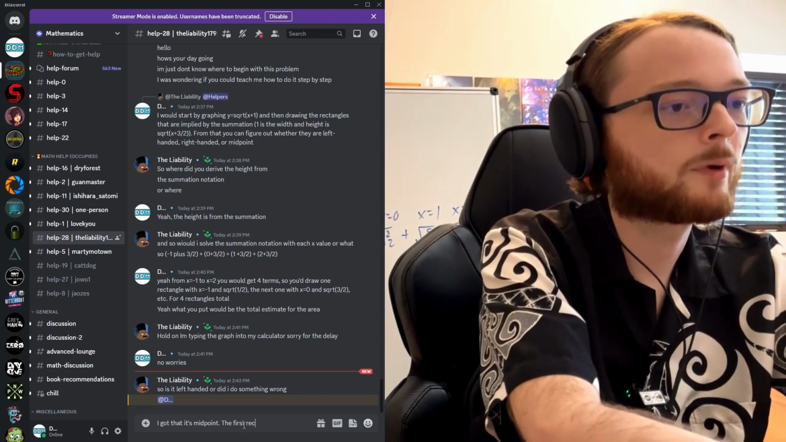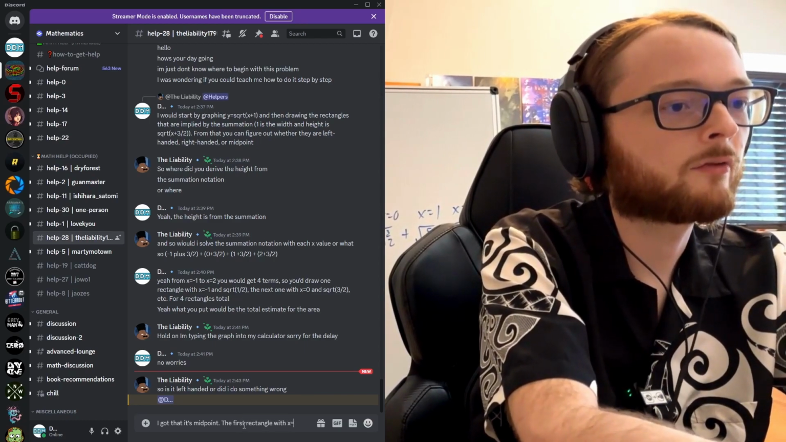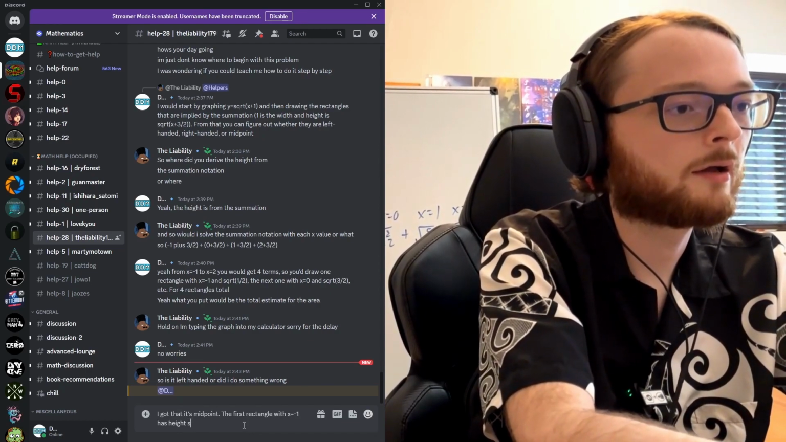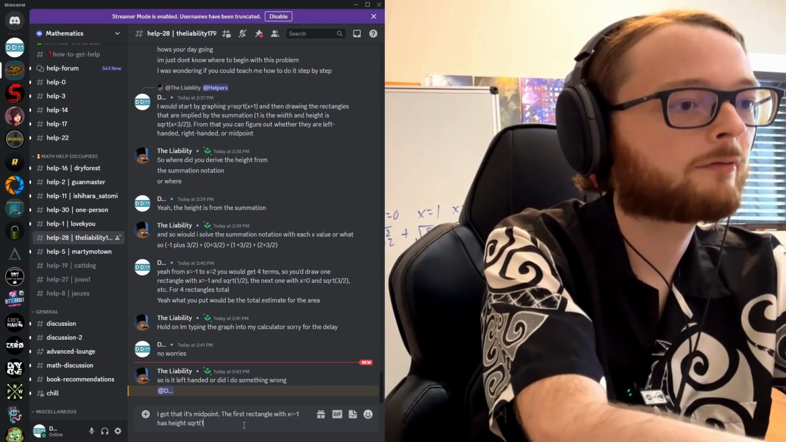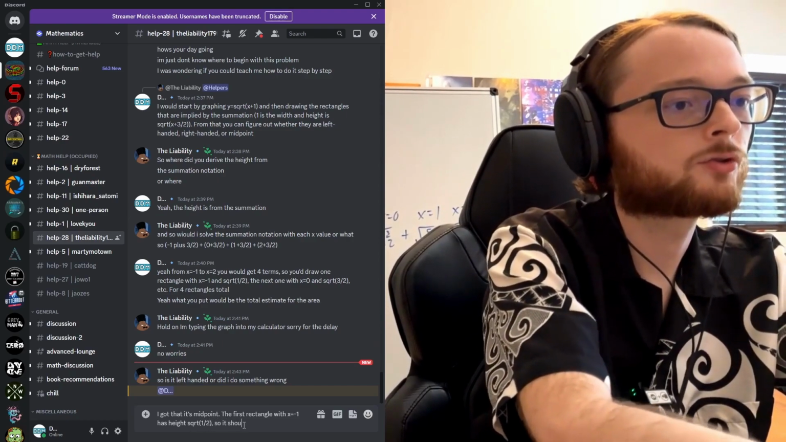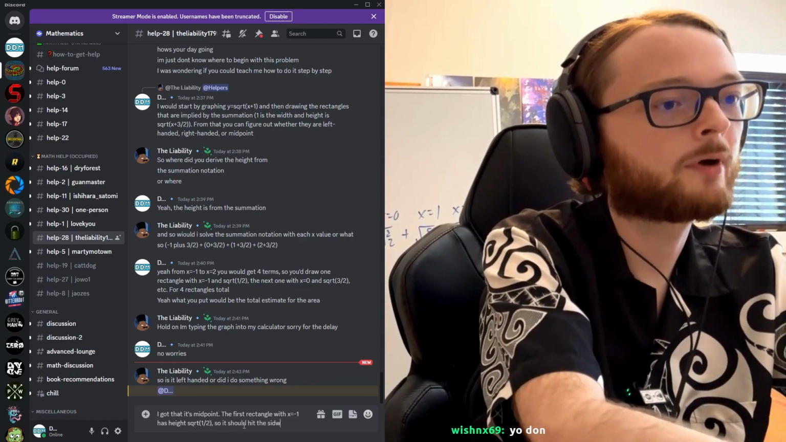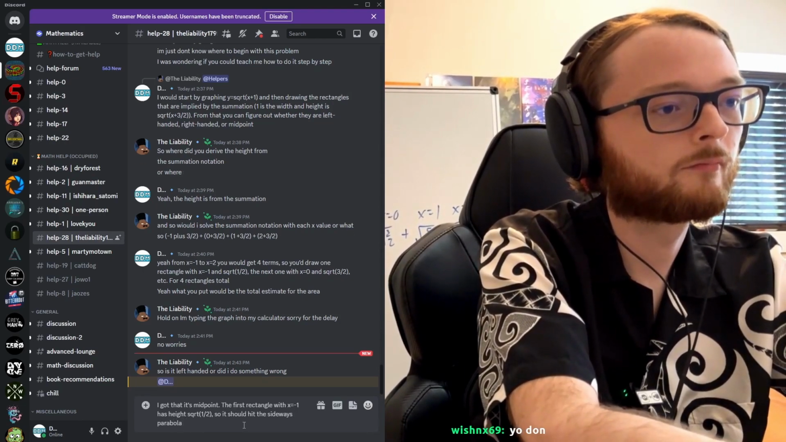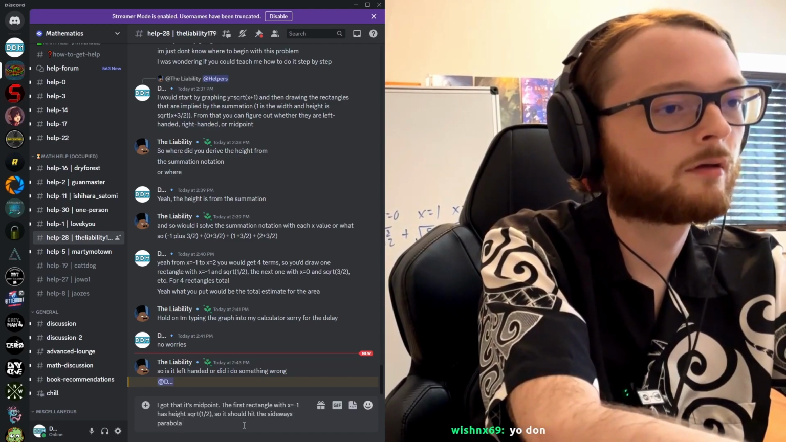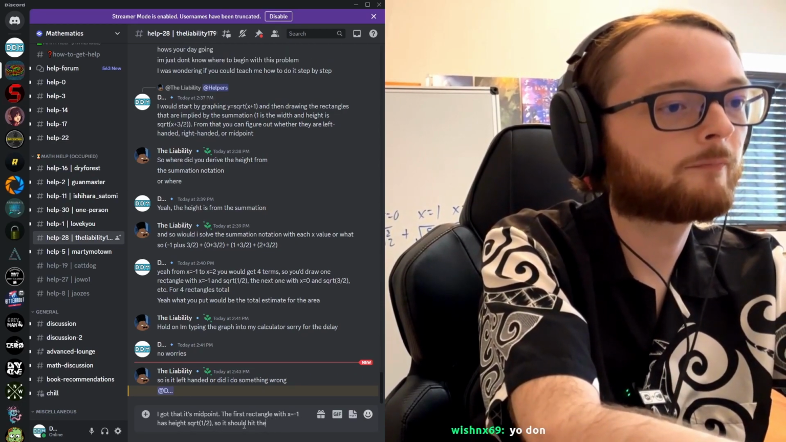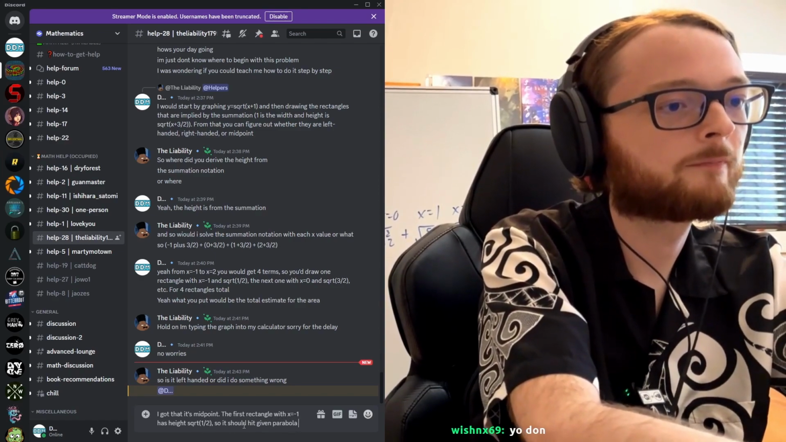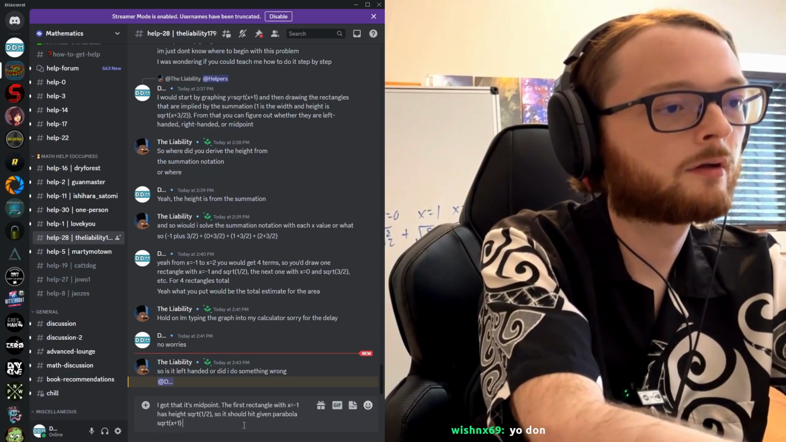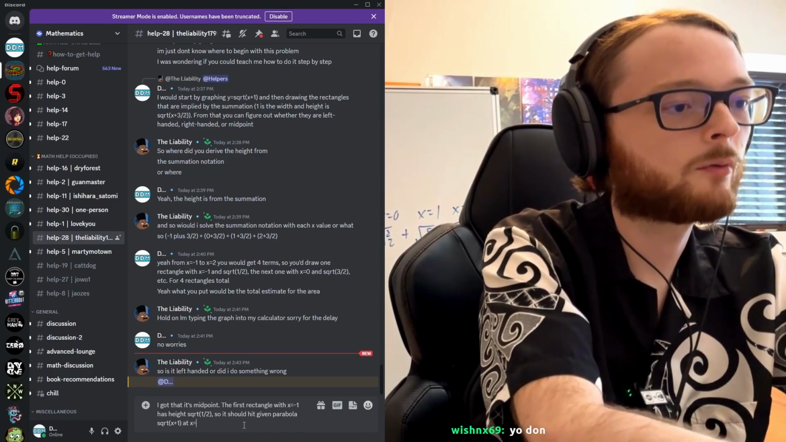Midpoint. The first rectangle with x equals -1 has height square root 1/2. So it should hit the sideways parabola. So it should hit the given parabola square root x plus 1 at x equals -1/2.